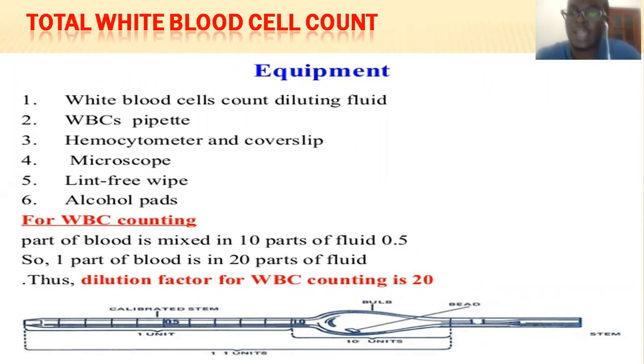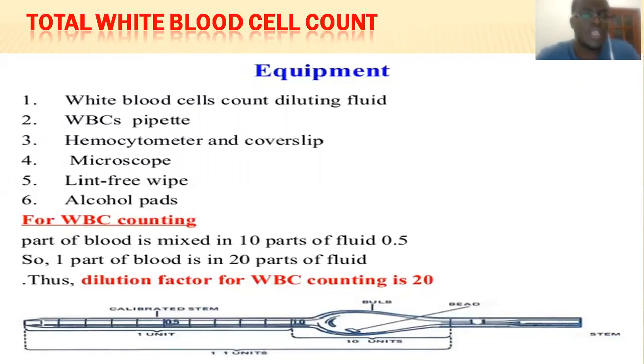Here we're going to use a white blood cell pipette with a white bead inside and a white mouthpiece. It has a different calibration. It has a 0.5 mark, a 1.0 mark, and an 11 mark for white blood cell count. For the red blood cell, it's the one that will have the 101 mark. Those are just some minor differences. So these are the equipment that you need.